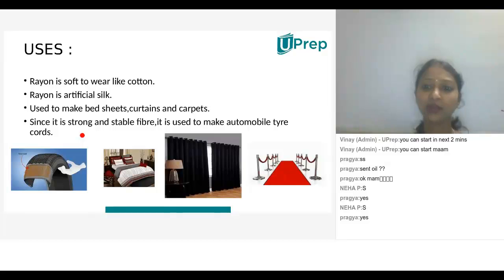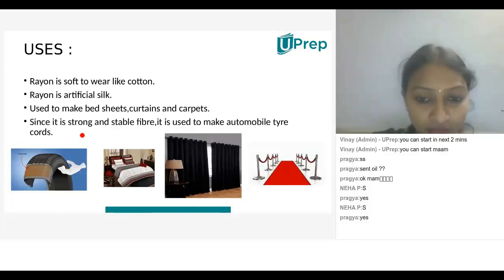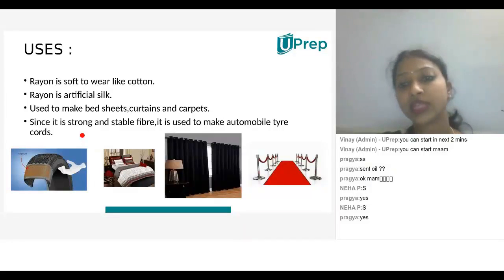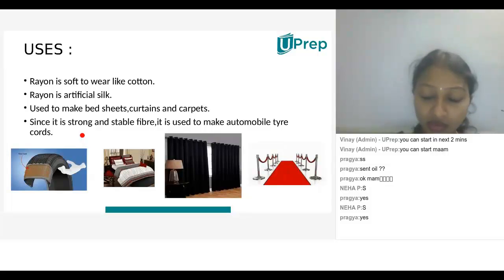So it's nothing but a shiny appearance. All these are not made with natural fibers. Silk can be used, but the price of silk is very high, so we can't stitch curtains with pure silk material. Definitely we'll go with the imitation. When we want a silk imitation, it's nothing but rayon. That's why rayon is a synthetic fiber, nothing but artificial silk.